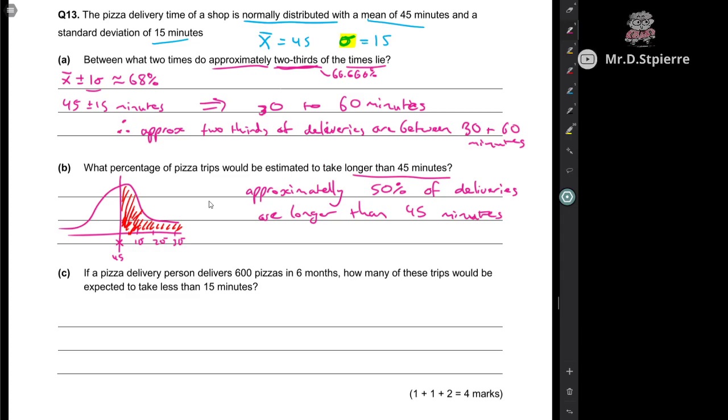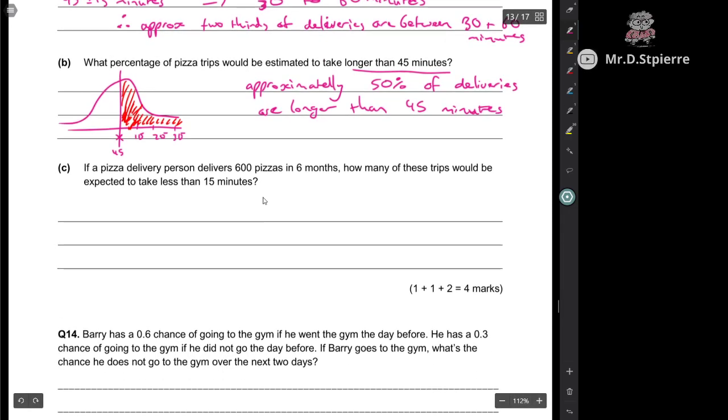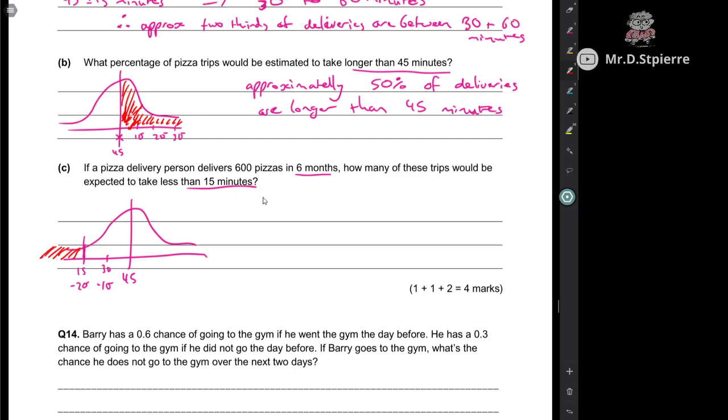So that's that. If a pizza delivery person delivers 600 pizzas in 6 months, how many of these trips would be expected to take less than 15 minutes? Okay, so let's do another normal distribution picture. We have 45, 1 standard deviation we already figured out was 30, 2 standard deviations would happen to be 15, so that's minus 1 standard deviation, this is minus 2 standard deviations. We are trying to figure out how many deliveries are down there.